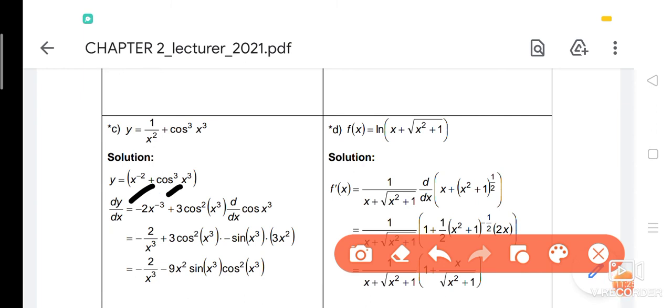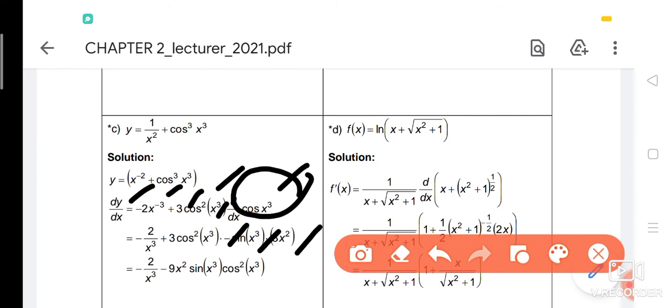Okey, untuk trigonometrik bila melibatkan kuasa, kita differentiate terhadap kuasa dulu. Kuasa 3 turun bawah, kuasa 3 tolak 1. Tiru dulu function asal. Lepas tu barulah kita differentiate cos x to the power 3 tanpa kuasa 3 tu. Differentiate cos is minus sin. Tiru dulu x cube, barulah differentiate x cube. Differentiate x cube dapat 3x kuasa 2. Lepas tu rearrange lah. So we have minus 2 over x cube, then 3 darab dengan minus dengan 3, minus 9 x square sin x cube cos square x cube.